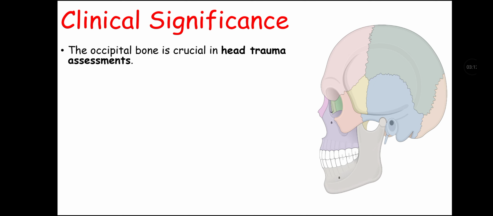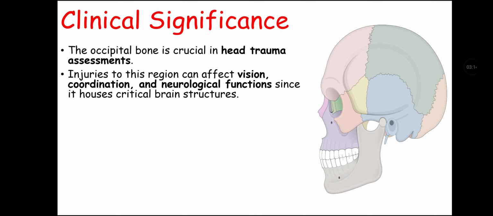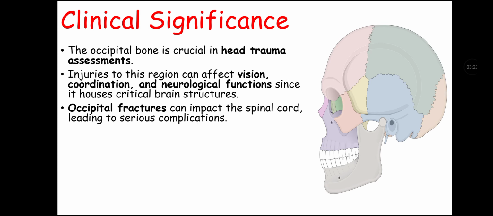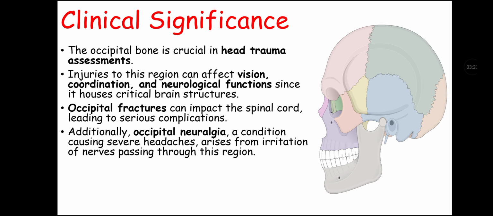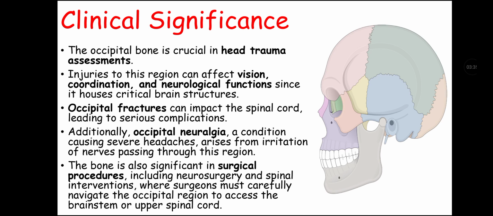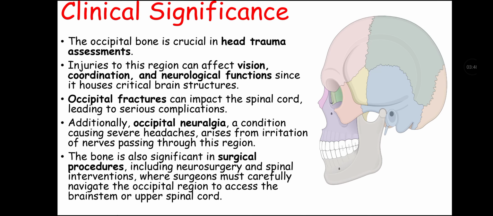Occipital bone is crucial in head trauma assessment. Injuries to this region can affect vision, coordination, and neurological functions, since it houses critical brain structures. Occipital fractures can impact the spinal cord, leading to serious complications. Additionally, if there is occipital neuralgia, that is condition causing severe headache arising from irritation of nerve passing through this region, and the bone is also significant in surgical procedures, including neurosurgery and spinal interventions, where surgeon must carefully navigate the occipital region to access the brainstem or upper spinal cord.